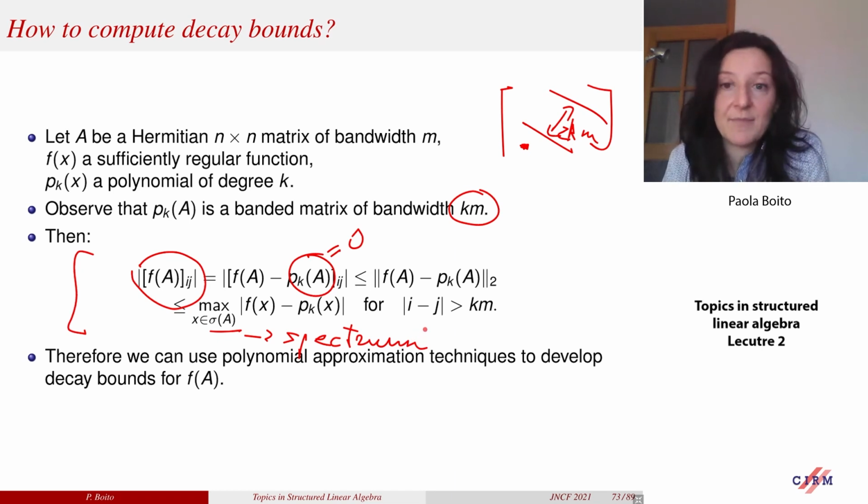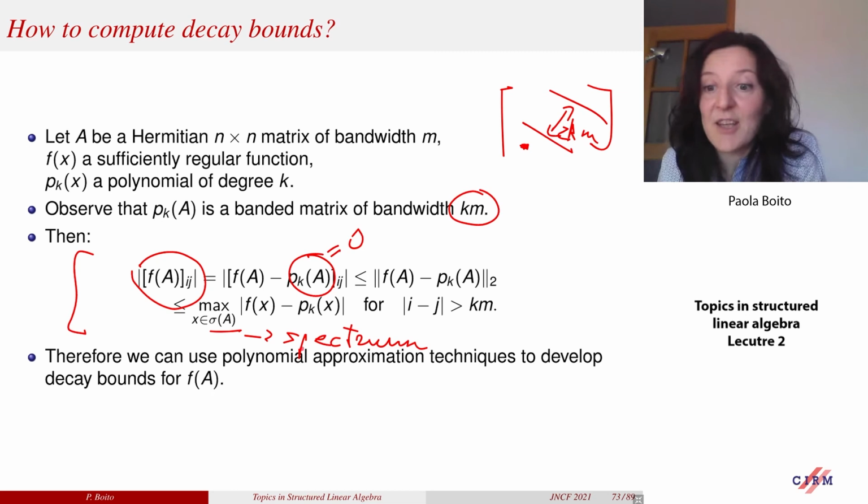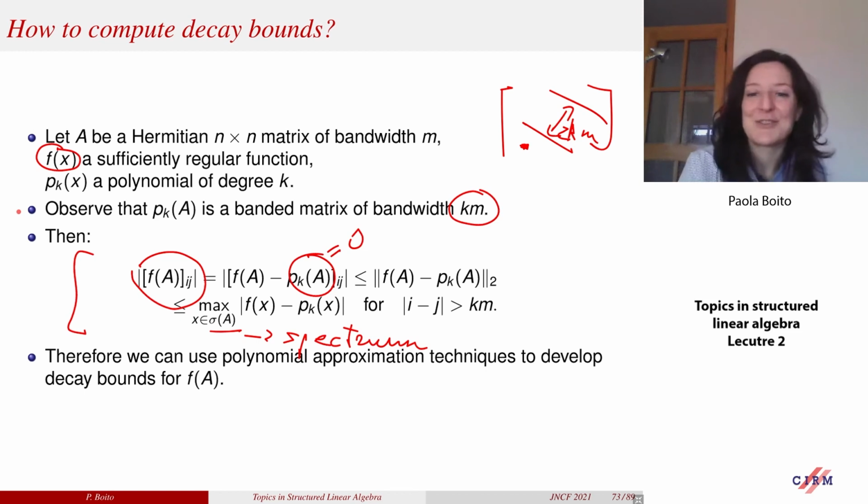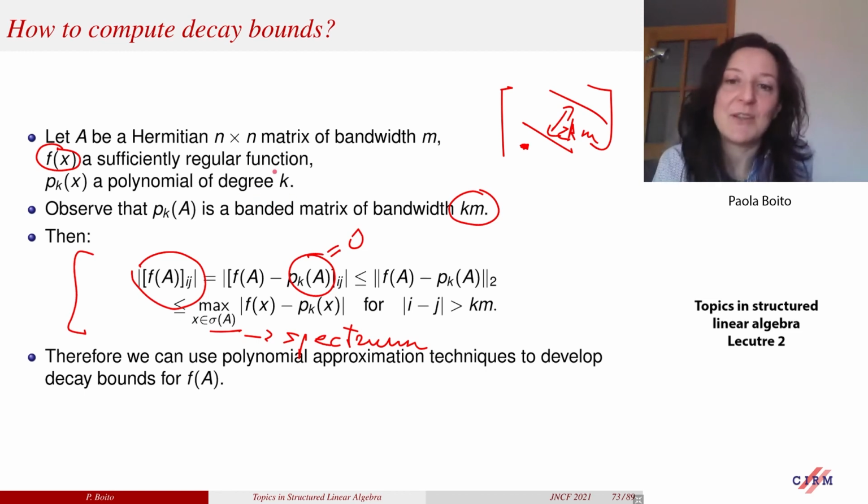approximation in the infinite norm sense, a good best approximation of my function f on a segment containing the spectrum of the matrix, then this quantity is going to be small. And under suitable hypotheses, this quantity is going to decrease exponentially as k increases. That's the main idea. Okay. So ultimately, everything boils down to the fact that sufficiently regular functions, ideally analytic functions, have good polynomial approximations.